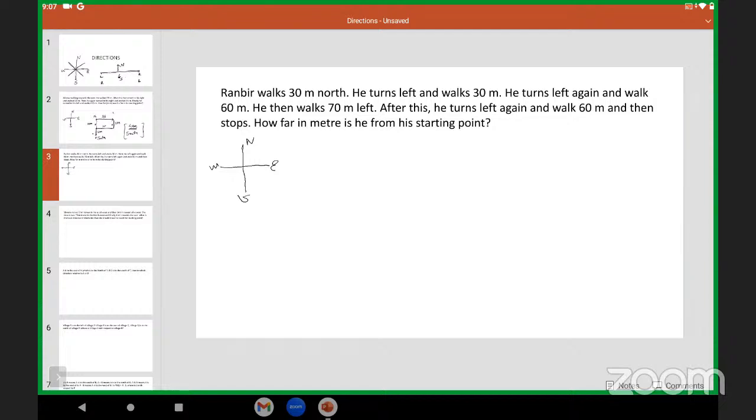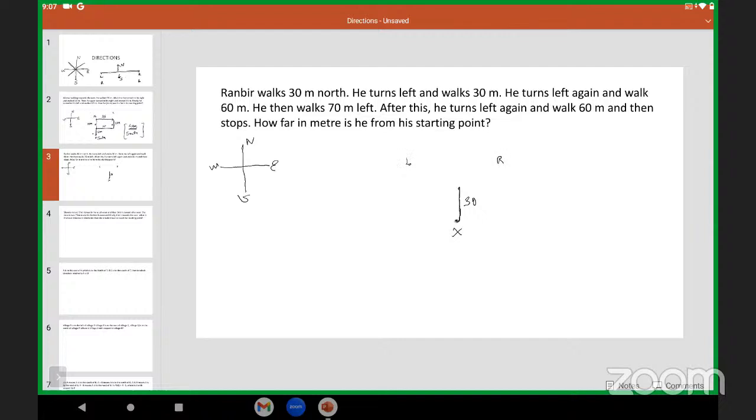So Ranveer walks 30 meters north. Considering Ranveer's initial point, he walked towards north. Referring to the map given over here, the direction, sorry, 30 meters in north. So let us say this is 30 north. When he is facing north, this will be his left, this will be his right.